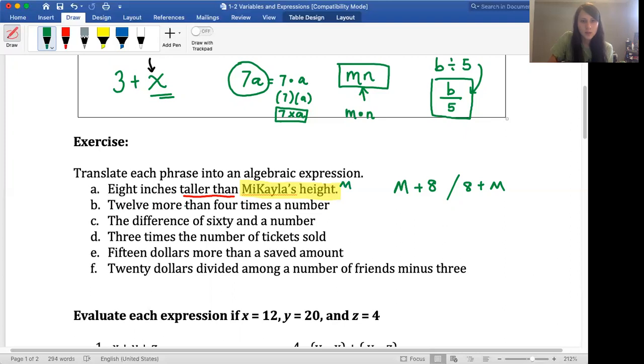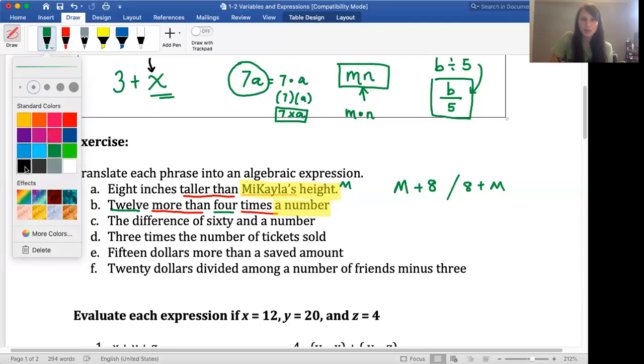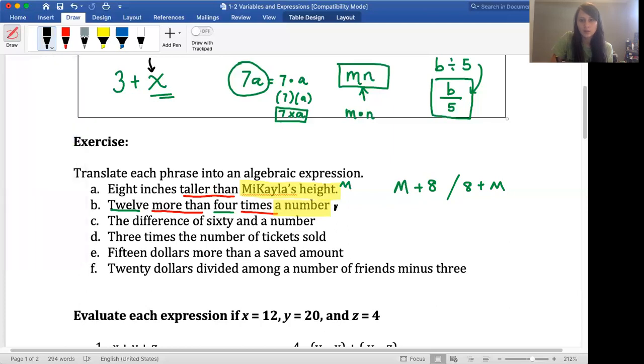B, let's do this. 12 more than 4 times a number. Okay, I think there's a few things going on. I've got 12 more, which would be an operation word, more than, and 4 times. Okay, so 4 times is an operation word, and a number. I don't know what this number is, so I'm going to highlight that with yellow. So anything I highlight in yellow is my unknown. So I might use a letter N to represent number, right?